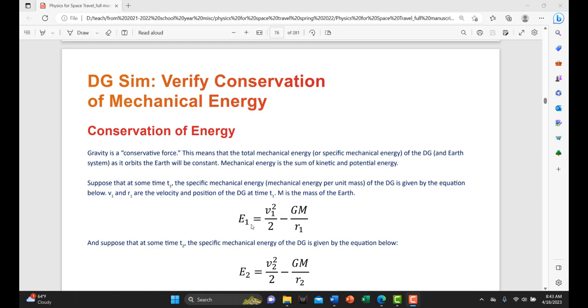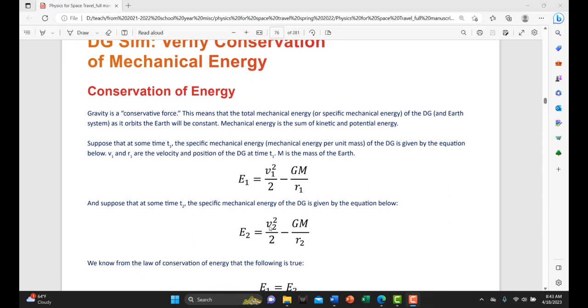This is energy per unit mass, and the reason this is more efficient is because you don't have to worry about what's the mass of what is flying. But anyway, if you go ahead and compute this at one location, R1, at its velocity V1 in orbit, and then wait some time later and compute it again at some different velocity V2 at some different location R2, you'll find that these energies are equal. So this is a really important idea to verify. Energy is conserved.